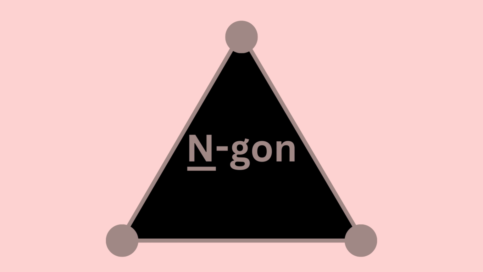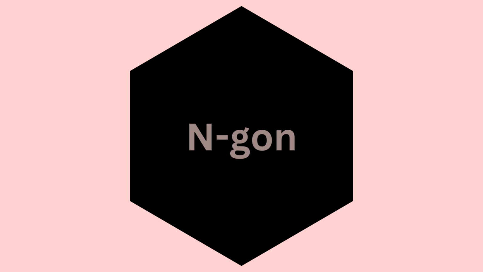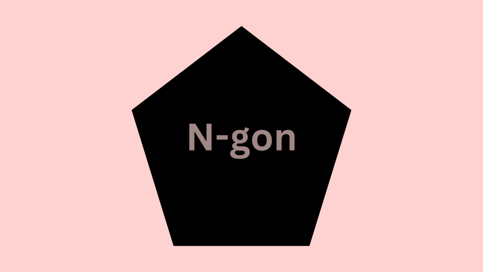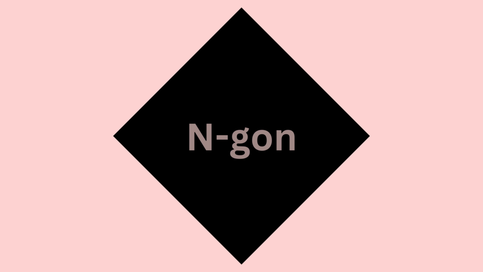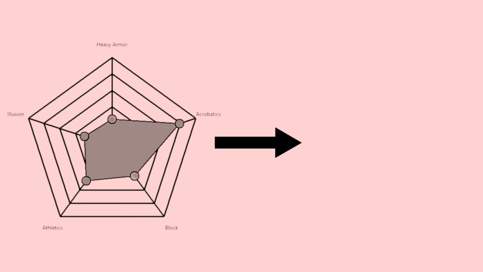An N-gon is a polygon where N stands for the number of vertices and edges the shape has. For example, we have the octagon with 8 vertices and edges, the heptagon with 7, hexagon with 6, pentagon with 5, the quadgon or quadrilateral with 4, and the smallest, the trigon or triangle with 3. We're using N-gons because skill webs are shaped like polygons.